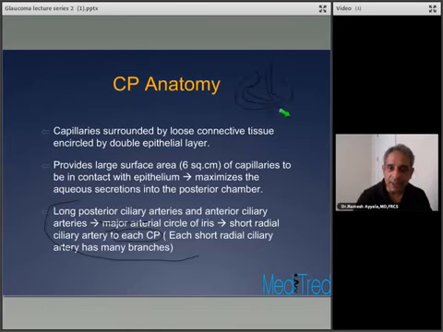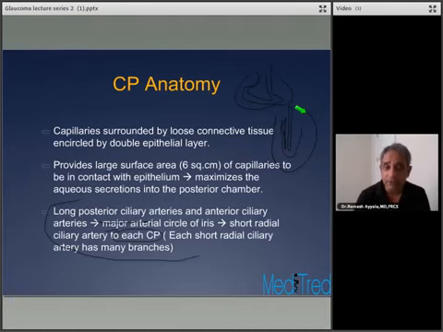If this is the process, this is the capillary, you have a layer of connective tissue surrounding the capillary, and outside of this is a double layer of epithelium. So that's how this forms a ciliary process. Now, why do we need this kind of complex anatomy here? It provides a large surface area, up to 6 square centimeters of capillaries, to be in contact with the epithelium, and this in turn will maximize the aqueous secretion into the small space called the posterior chamber.